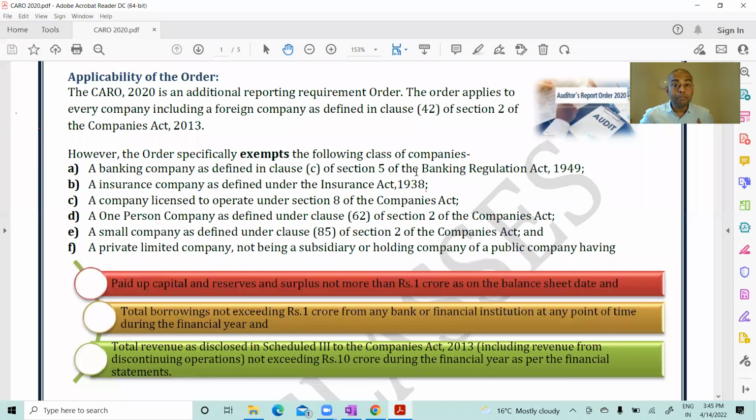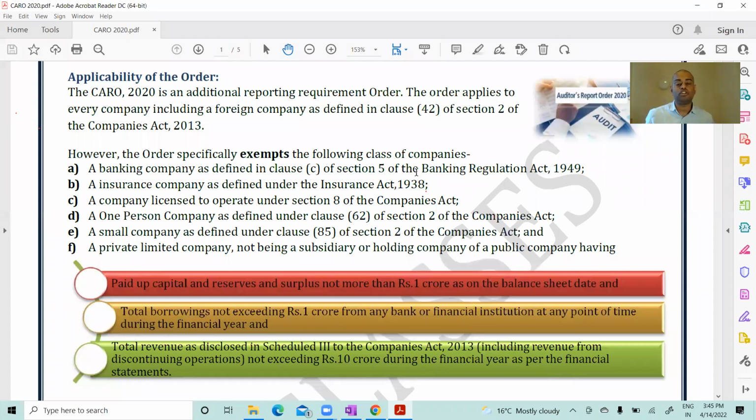Pavan sir, I'm a banking company. To me, whether CARO is applicable? No. No, no, full stop. There are no conditions. But my dear friend, if you are a private limited company, your exemption from the applicability is not absolute. It is subject to certain conditions. Now role play. One private limited company went to CARO. Sir, am I exempted from CARO, sir? Please tell me, sir. Now CARO is asking, hey, are you a subsidiary company of any public company? No, sir. Are you a holding company of any public company?